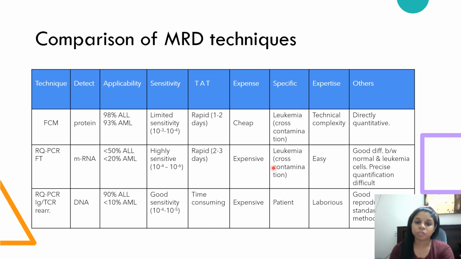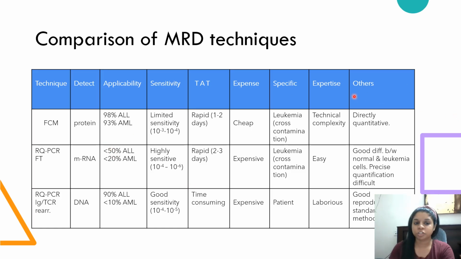The flow cytometry and fusion transcripts are leukemia specific. I said cross contamination is not at all allowed, but immunoglobulin or T cell receptor rearrangement is patient specific. Technical complexity is there in flow cytometry; it is labor intensive, so the technician should be really very expert. And for fusion transcript, it is a comparatively easy technique to learn and teach also. Immunoglobulin and T cell receptor testing is also laborious, and you need very good technical knowledge to perform the test.